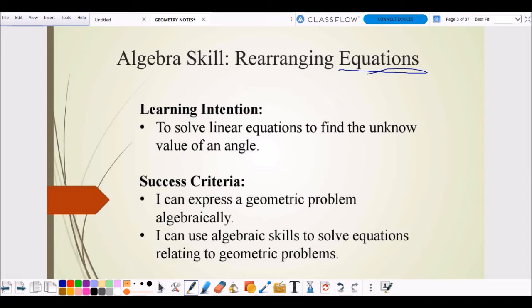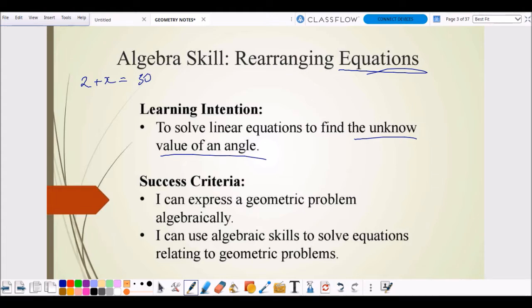Now, an equation is basically something like this: 2 plus x equals 30, for example. That's an equation, and you'll be using this to figure out unknown angles. So our intention today is to solve equations, very simple, basic linear equations, to find unknown values of angles. That's the main thing that we're going to try and learn about today.